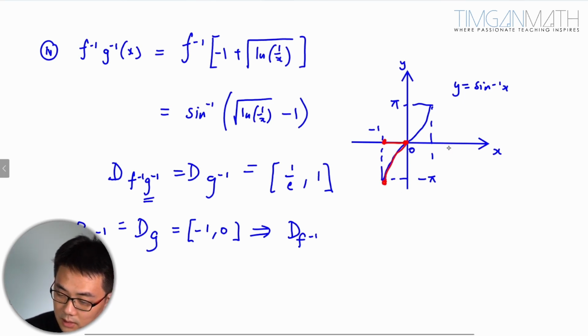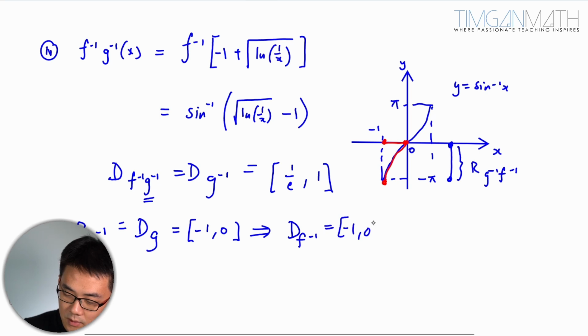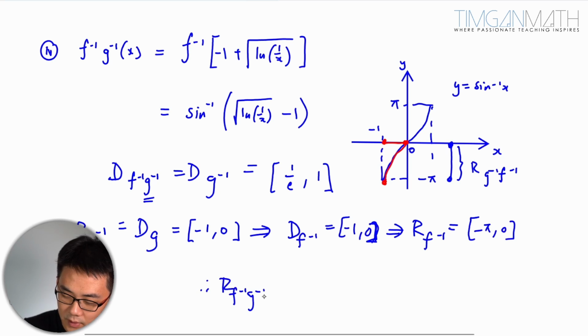The range here is from 0 to minus pi. So this is the range of F inverse G inverse. The domain will be minus 1 to 0, and after which this will map out the range of F inverse as minus pi to 0. So hence the range of F inverse G inverse is minus pi to 0.